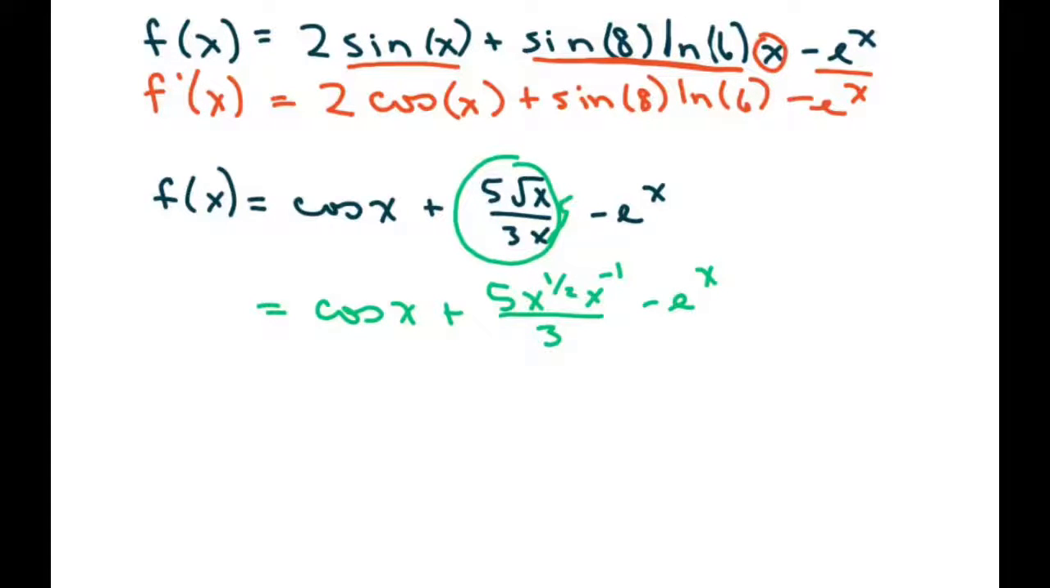Now this part here, I'm going to use my product property of exponents. This is x to the 1/2 minus 1, which is minus 2 over 2. So this is really x to the negative 1/2. Alright, so I'm going to go ahead and change it to save room here. So that's x to the negative 1/2.